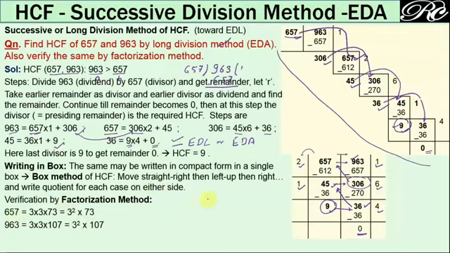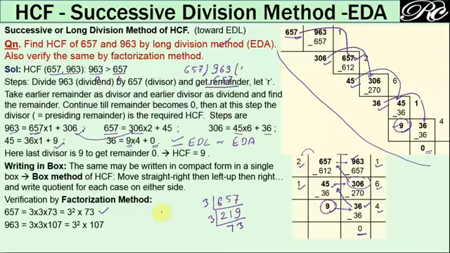657. 657 is divisible by 3. It becomes 3 2s are 6, 3 1s are 3, then 27, 3 9s are 27. Again it is divisible by 3. Go for this division. 3 7s are 21, then 3 3s are 9. Therefore this 657 can be written as 3 square into 73.